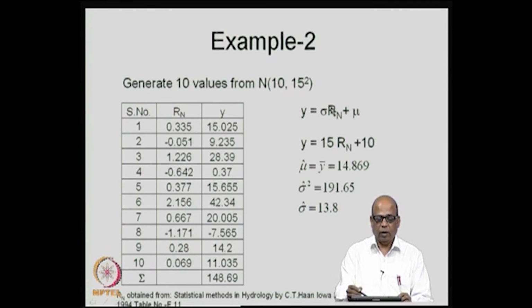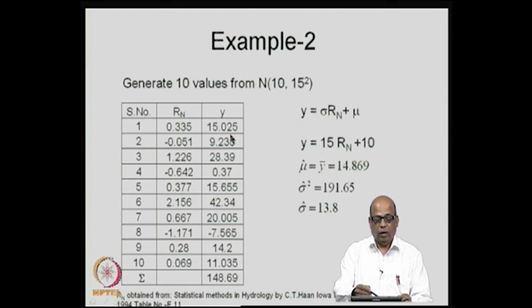Every time we change the Rn and get one particular value of y. So, y is equal to sigma Rn plus mu, you get this y. Next time you change the Rn, you get another value of y. Change the Rn, you get another value of y, and so on. Like this you get. So, again you check what is the average value that you are getting out of the generated numbers. So, this comes out to be 14.86 and the standard deviation comes out to be 13.8 as against the 15 that you started with, and this is quite close, this is 14.86 as against 10.